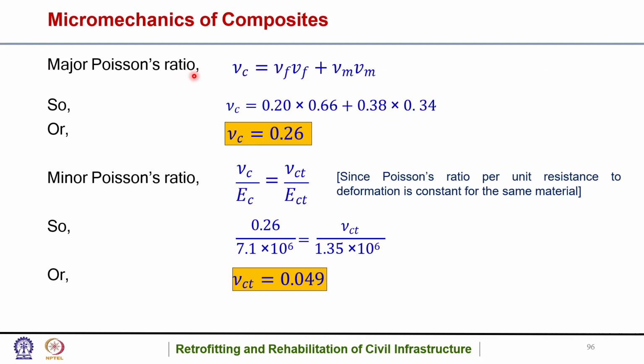For the major Poisson's ratio, again using the rule of mixture, it becomes 0.2 into 0.66 plus 0.38 into 0.34, that is nu F VF plus nu M VM, which comes out to be 0.26. For the minor Poisson's ratio, we use the relation nu C by EC equal to nu CT by ECT. Here, Poisson's ratio per unit resistance to deformation is constant for the same material, which is why we can relate it. Using the values, we get the nu CT value as 0.049.